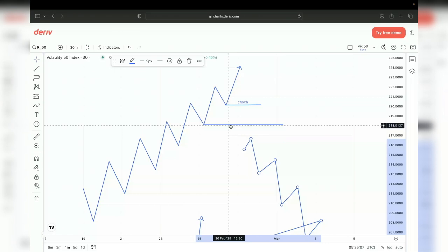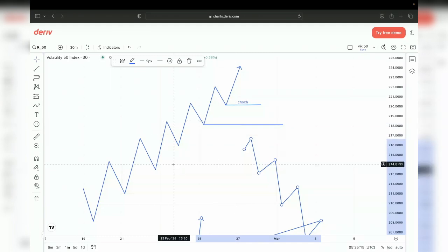A major change of character occurs in the higher time frame. You may say the higher time frame is from about 3 hours, 4 hours and above. Lower time frame we can say 2 hours, 1 hour, 30 minutes, 15 minutes. For beginners, you have no business going below at least 30 minutes. So this low being taken out is a change of character for basic market structure, but for advanced market structure, two lows have to be taken out.